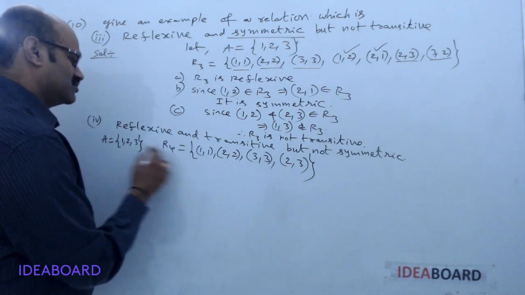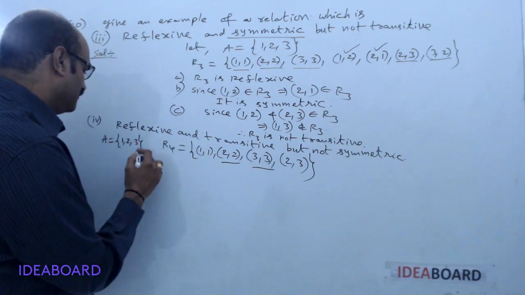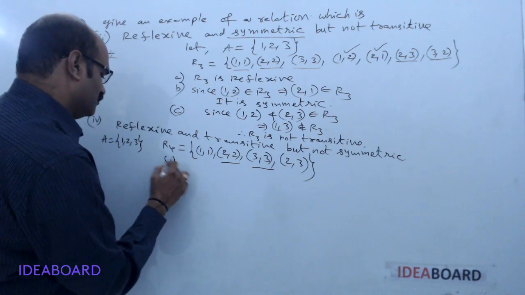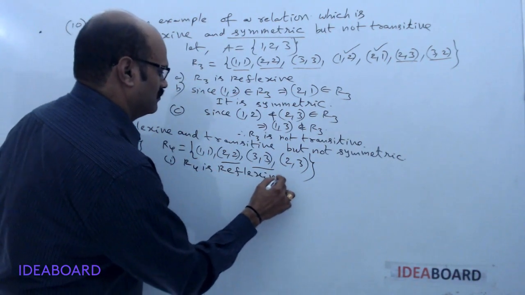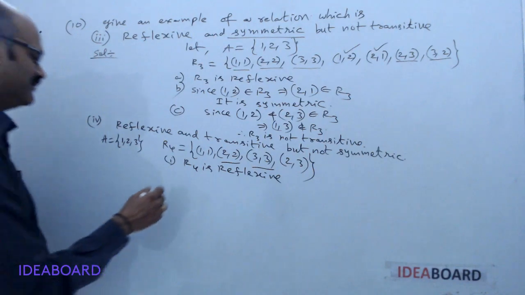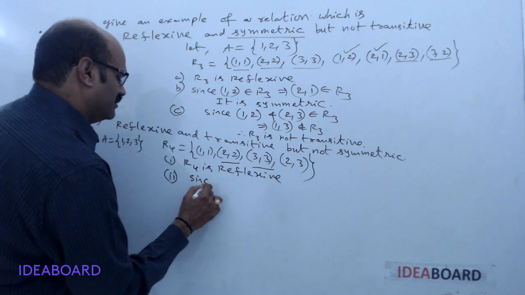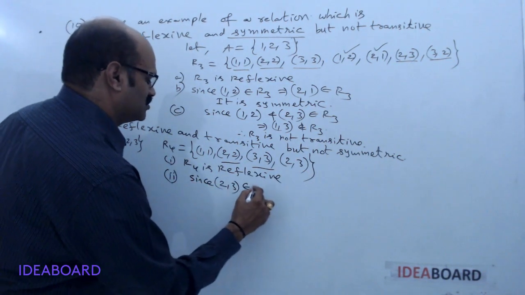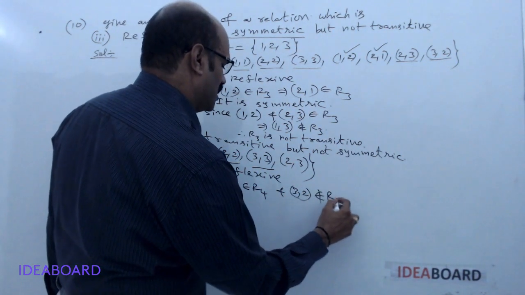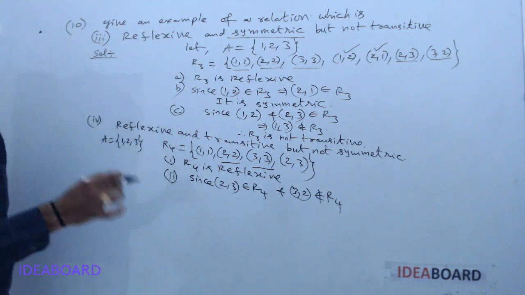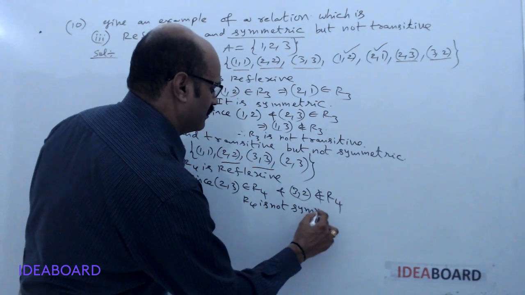Since (1,1) belongs to R4, (2,2) belongs to R4, (3,3) belongs to R4, clearly we say that R4 is reflexive. Now we have to verify whether it is symmetric or not. Since (2,3) belongs to R4 and (3,2) does not belong to R4, R4 is not symmetric.